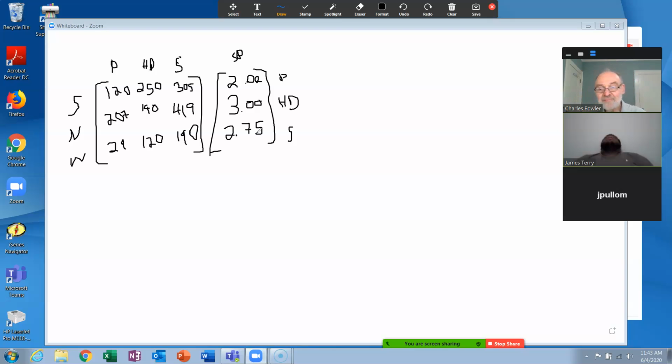Okay. Now, how do you figure how much money you made by each stand? Okay? Well, South Stand sold, I wish I had 2 markers here. I don't. So you have to do 120 bags of peanuts for $2 each. That would be $240. 250 hot dogs for $3 each. That would be $750 worth of hot dogs. And 305 sodas for $2.75 each. I don't know. That's something close to $900 for sodas.